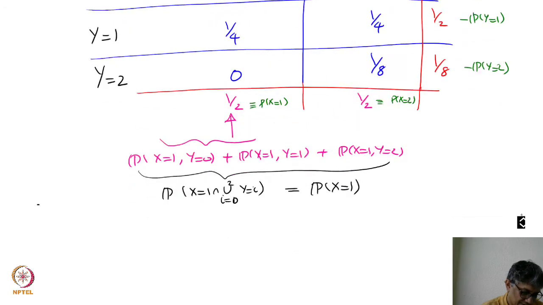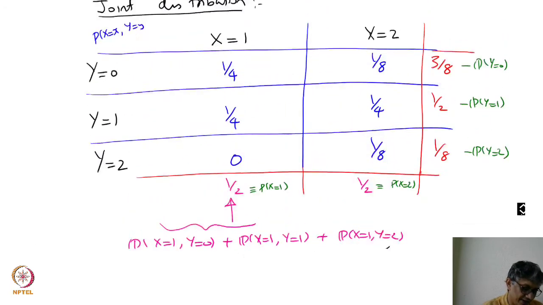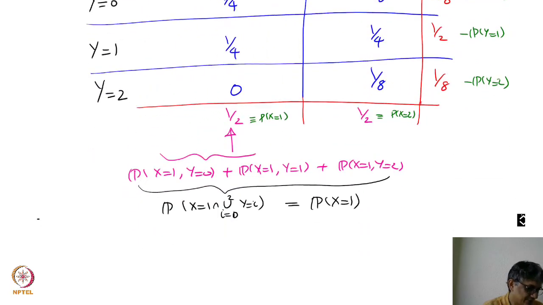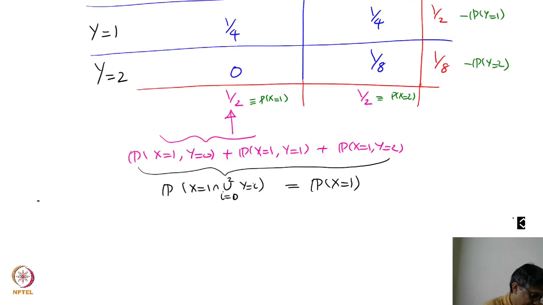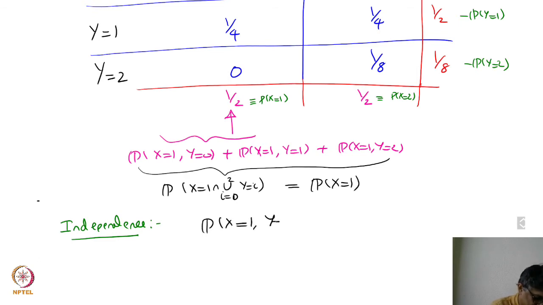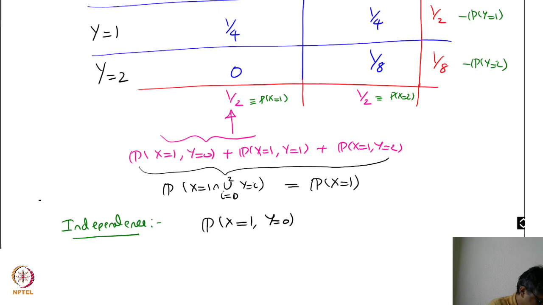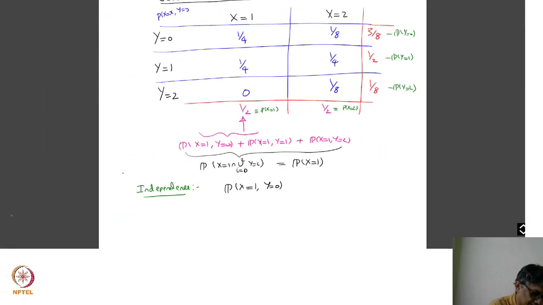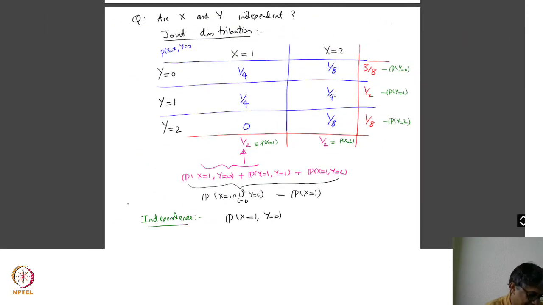That's one thing. Now, what did I want to say? I want to see if they're independent. So let's do a simple check. For independence, what do you have to check? Let's take x equal to 1 and y equal to 0. From the table, what do we see? From the table, we see that x equal to 1, y equal to 0 is 1/4.